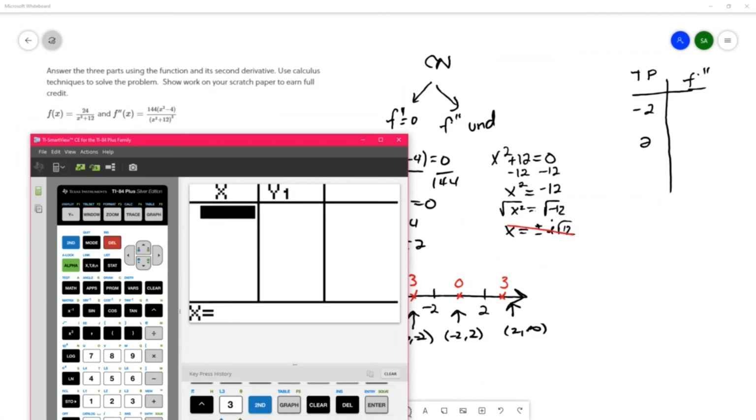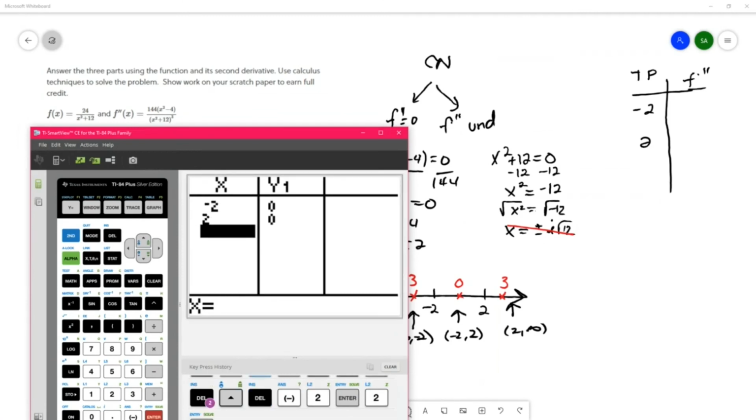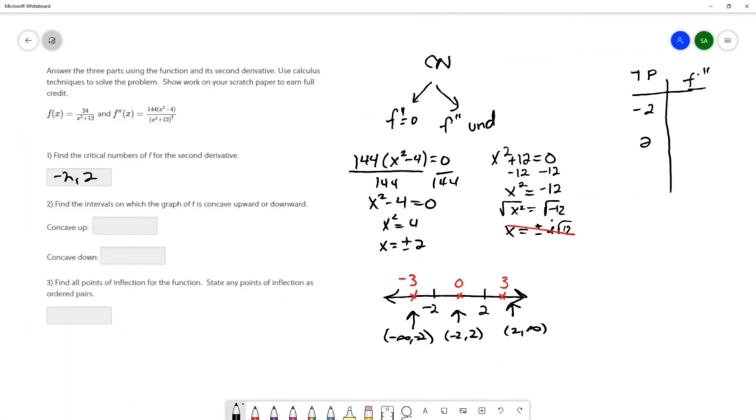And we're using the test points of negative 2 and positive 2. Oh, excuse me, I made a mistake there. I typed in my critical numbers instead of my test points. So let me correct that. My test points were negative 3, 0, and 3.